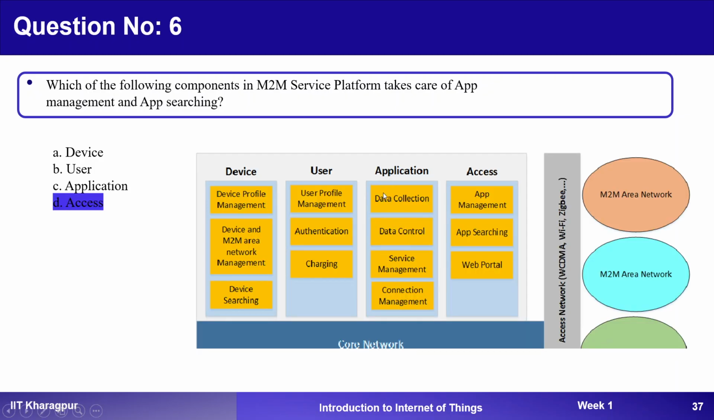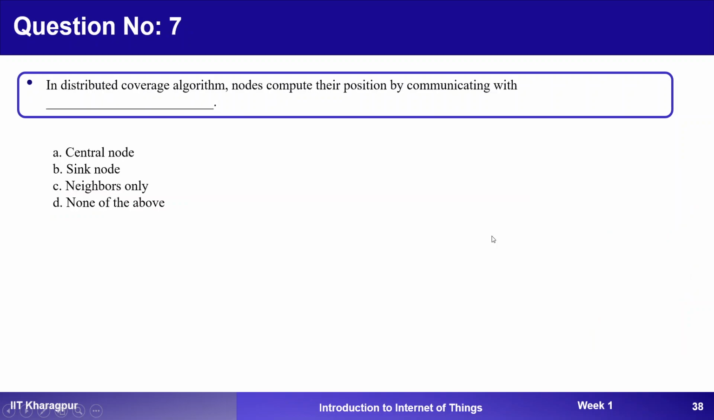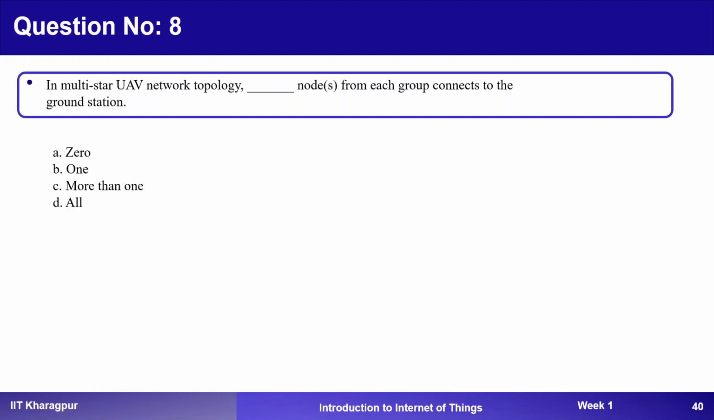Application is responsible for your data collection, data control, service management, and your connection management. However, your access is responsible for your app management and your app searching. Next one is your distributed coverage algorithm. Nodes compute their position by communicating with central node, sync node, neighbors only. You are only answering, others also please answer.